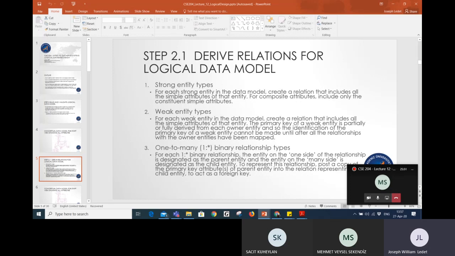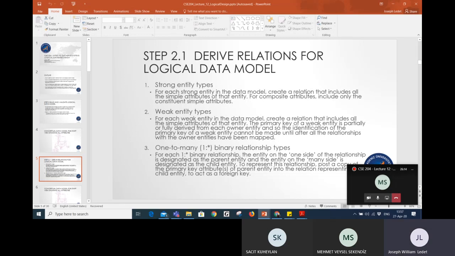All right. So if we have a situation where in a relationship you have a strong entity type and a weak entity, then for each strong entity, we're going to create a relation that includes just all the attributes of that entity.